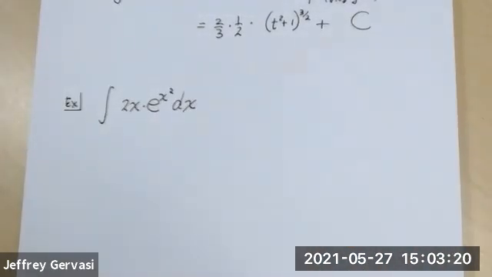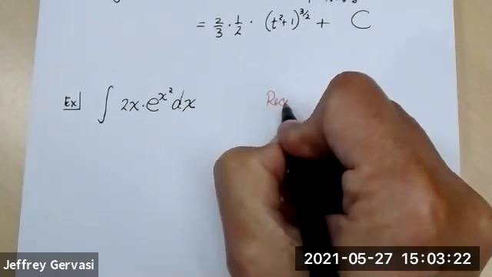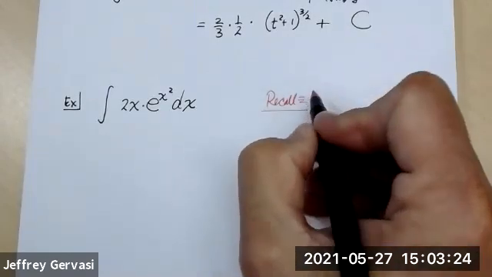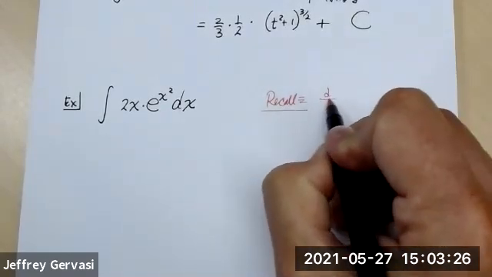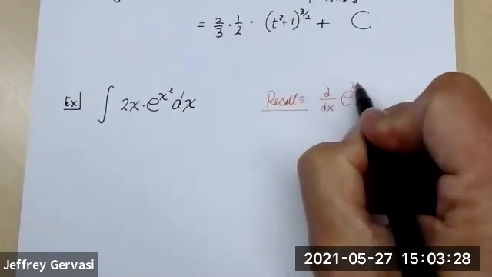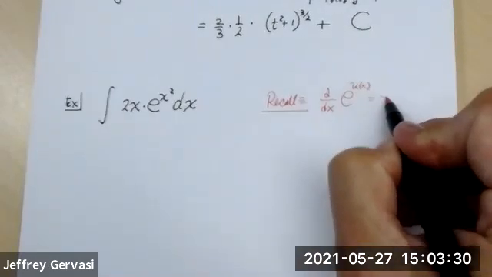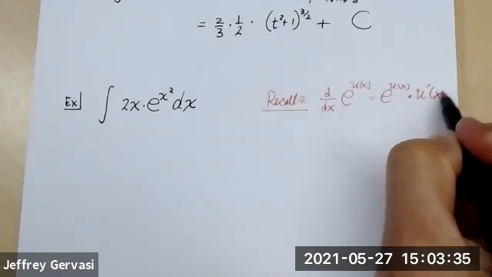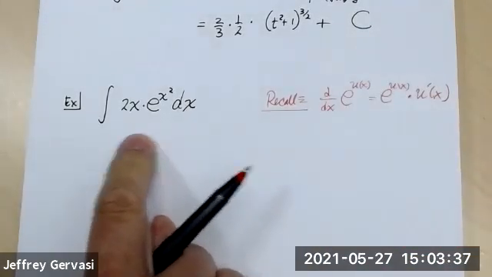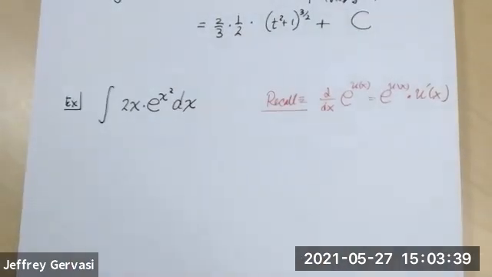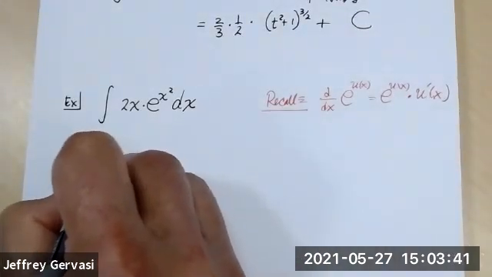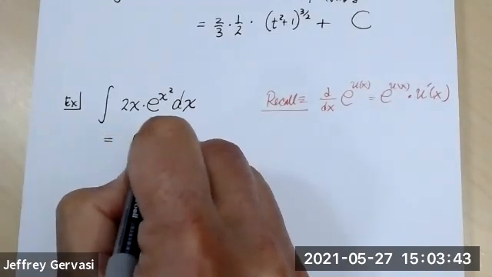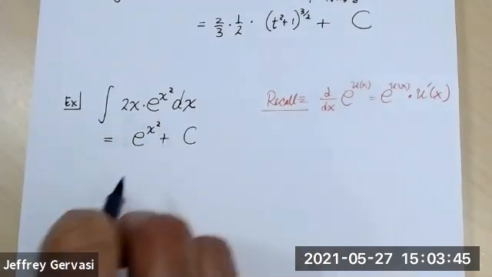Let me remind you, maybe I'll write it over here in red. Recall from our earlier work that the derivative of e to the u of x, a composition, is equal to itself times the derivative of the exponent, okay? And we have exactly that here. And so I can go right to my answer then. This must be equal to e to the x squared plus c.